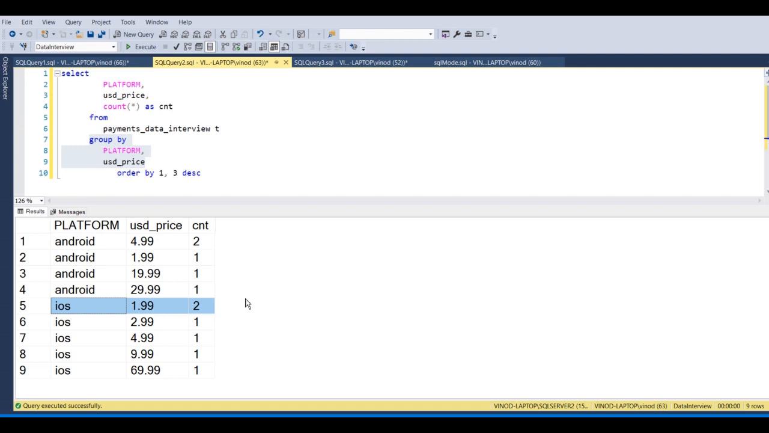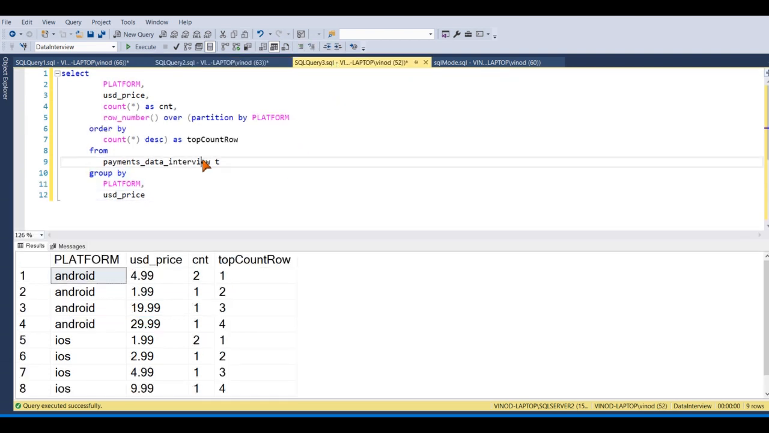Now how to get that? So ultimately we have got one thing. We have to do a partitioning based on the platform and then sort it by counts, to get the very high value in that partition. So what we'll do, we'll use the concept of partitioning over here in SQL. So here I have done a partition by platform. I have ordered by this count, right? I have ordered by this count as descending.